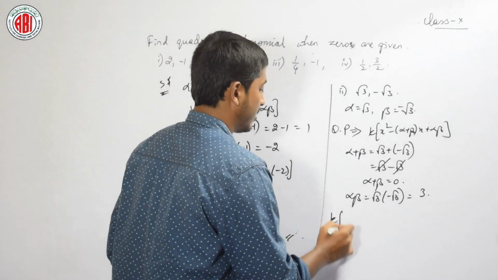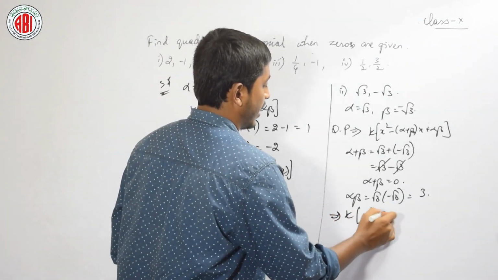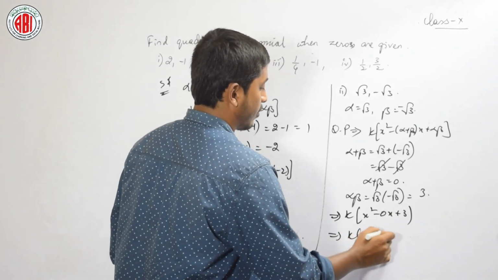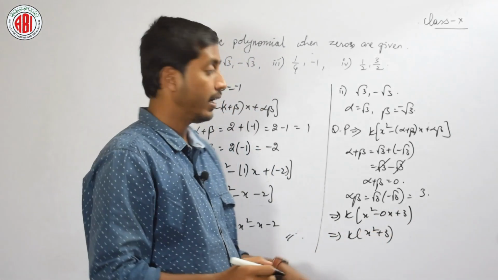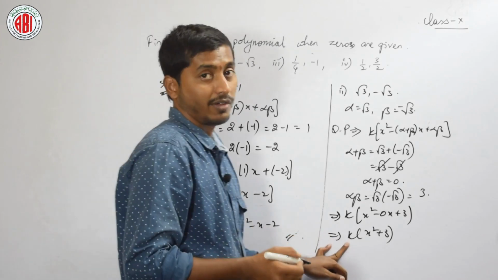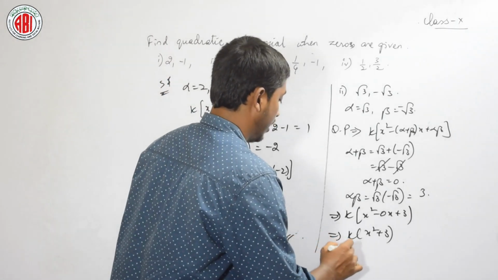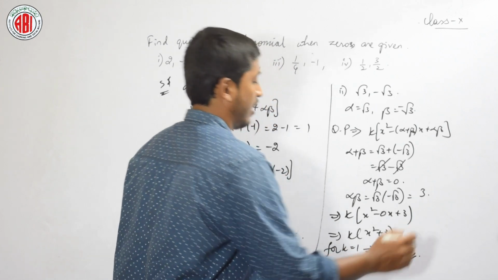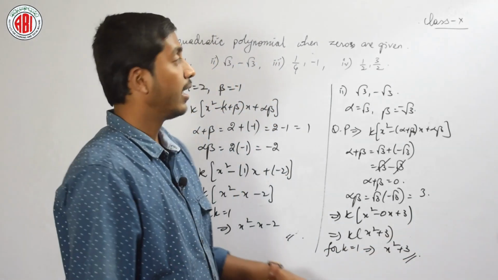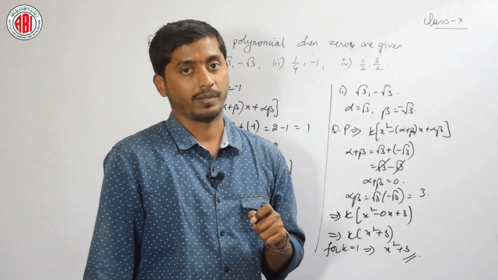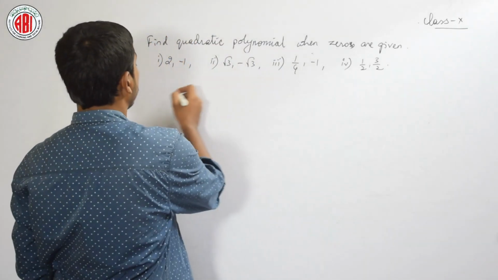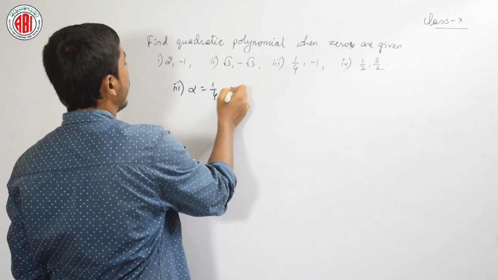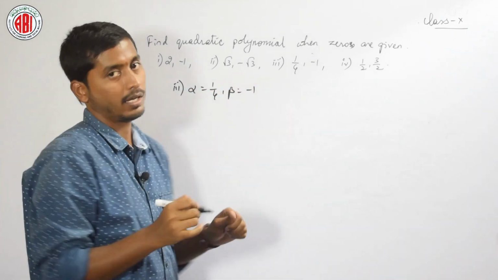It becomes k into x square minus 0x minus 3. That is k into x square minus 3, right. If we remove this k, for what value of k? For k is equal to 1, the quadratic polynomial becomes as x square minus 3. Is it right? Let us go for the next problem. What is the third thing? That is, what is alpha here? 1 by 4, beta is -1.